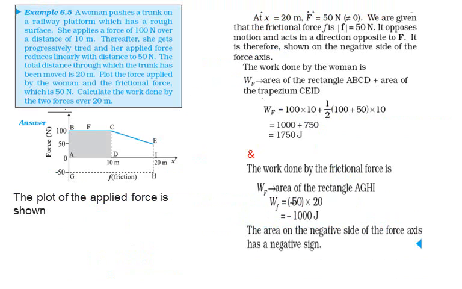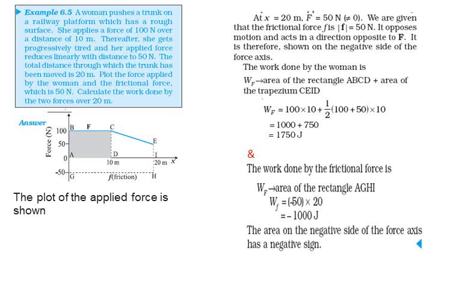A numerical problem. A woman pushes a trunk on a railway platform which has a rough surface. She applies a force of 100 Newton over a distance of 10 meters. Thereafter, she gets progressively tired and her applied force reduces linearly with distance to 50 Newton. The total distance through which the trunk has been moved is 20 meters. Plot the force applied by the woman and the frictional force, which is 50 Newton, and find out the work done by the two forces over 20 meters.